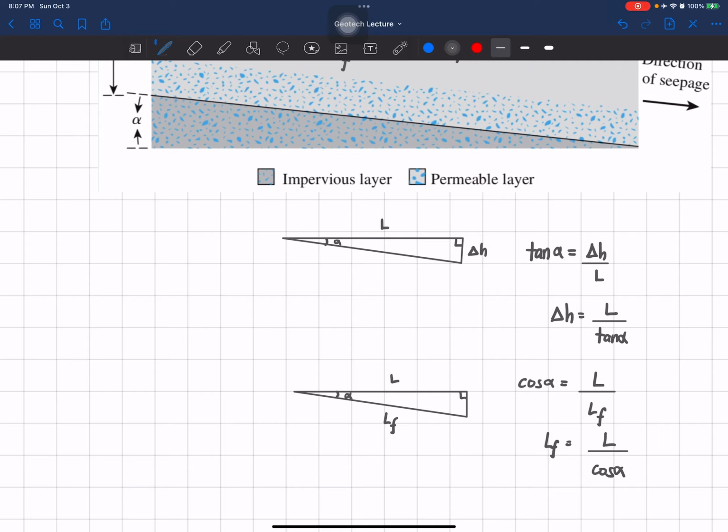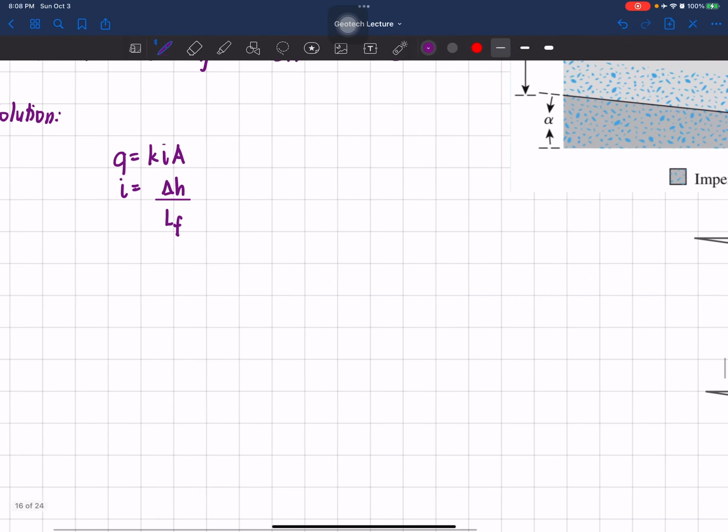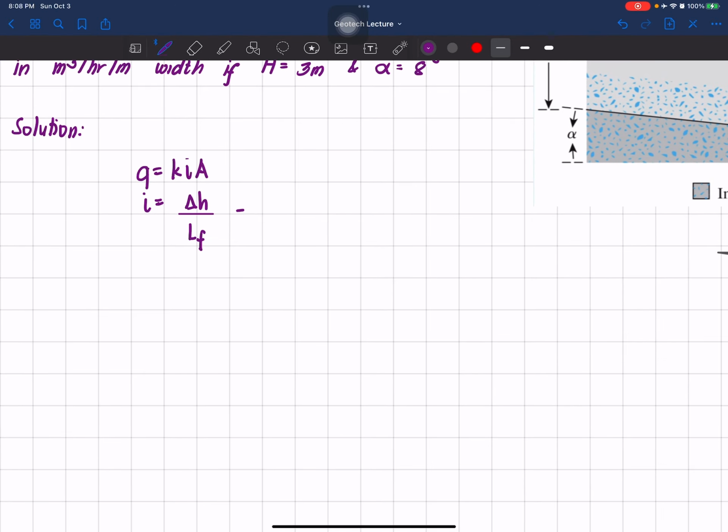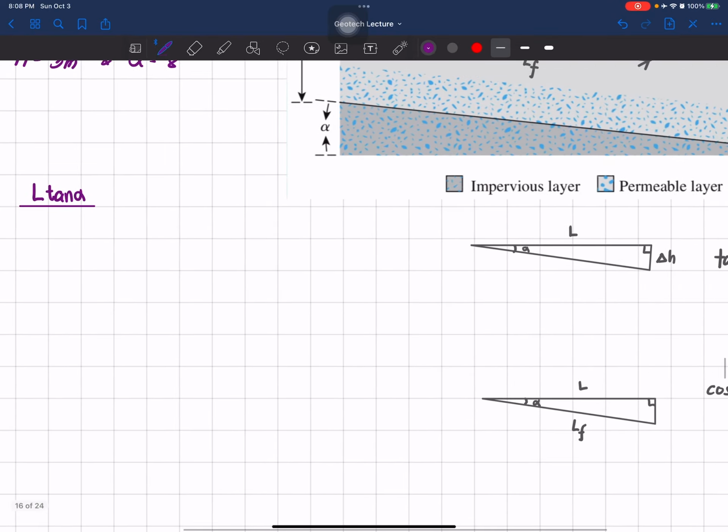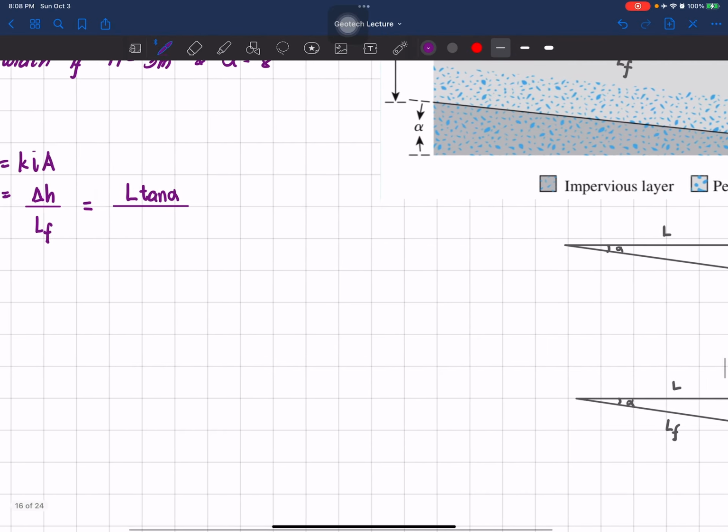Ayan. So, yun na yung LF and then yung delta H natin. So, what will now be the value of our i? Since nakuha na natin delta H and yung LF, so, substitute natin siya dito. We now have delta H which is equal to L tangent of alpha, all over yung next LF natin, that is yung L over cosine alpha.